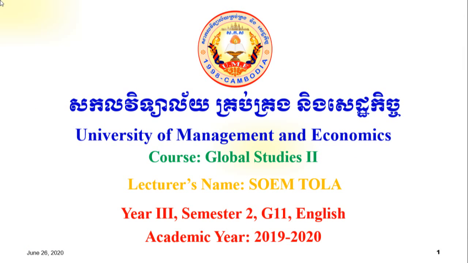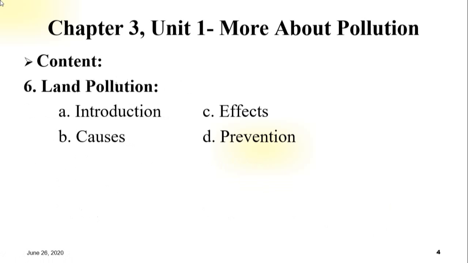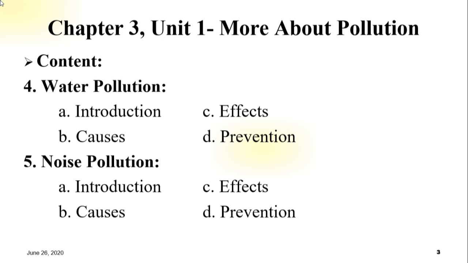Please, let's start our chapter 3. This afternoon I will present Unit 2, in our textbook from page 64 to 72. In Unit 1 we talked about environmental pollution, but now in Unit 2 we talk more about pollution. In this unit there are also 6 contents.